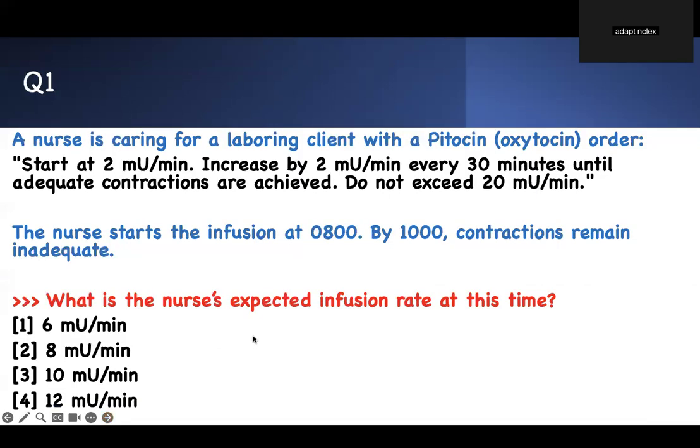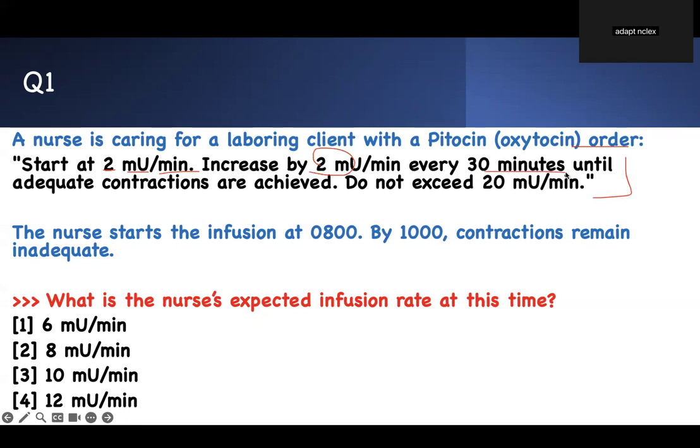What is the question? What is the next expected infusion rate at this time? That is what they're asking you. Read the question and figure out what they're asking. You can see a lot of information, but don't worry, I got you. A nurse is caring for a laboring client with a Pitocin order. This is the order that was given. You start the infusion, there's always going to be an order: 2 milliunits every minute. Give it to the patient, but increase it by 2 milliunits every 30 minutes, right?